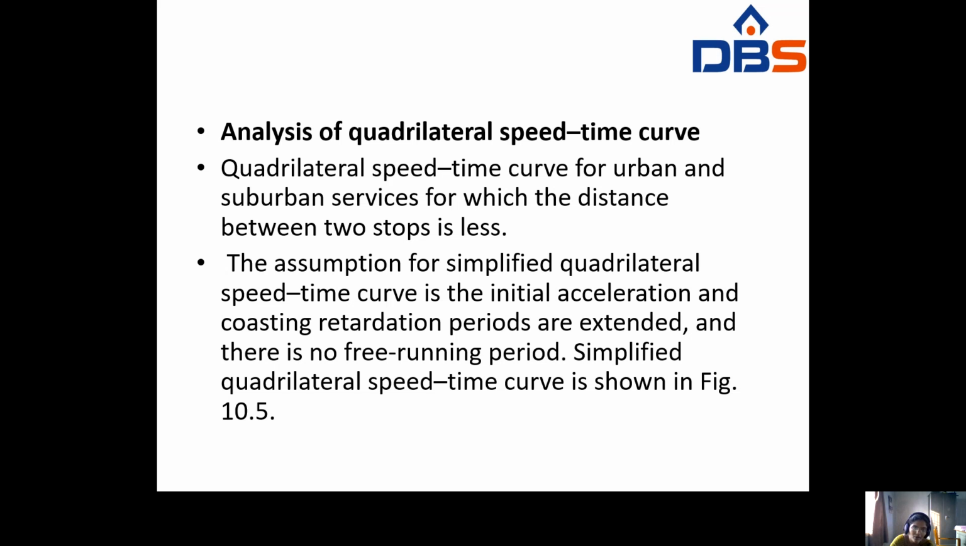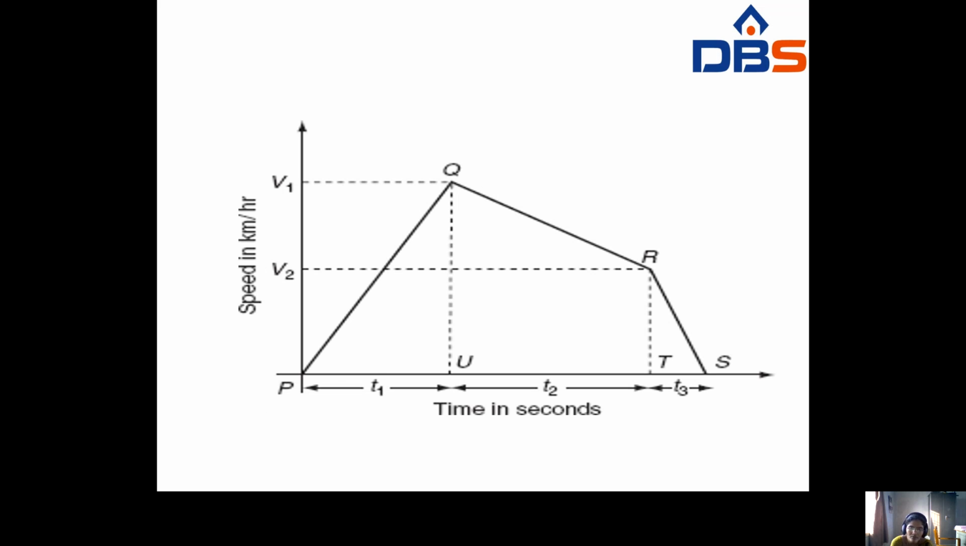The simplified quadrilateral speed time curves are as shown in the figure. On the x-axis we take the time, and on the y-axis we take the speed in kilometer per hour. Here is the acceleration period, coasting period and retardation period. There is no free running period. It travels up to some particular distance, and then when it goes to the coasting period it reaches a maximum speed v1.